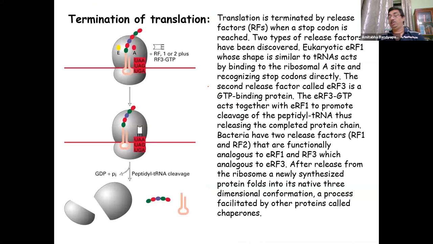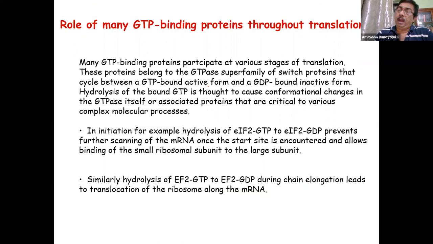So as I said, GTP hydrolysis plays a major role. EIF2, IF2, EF1 alpha, EF2, these are all GTP binding proteins. They have intrinsic GTPase activity. It is through regulation of that you get the precision of initiation of protein synthesis.